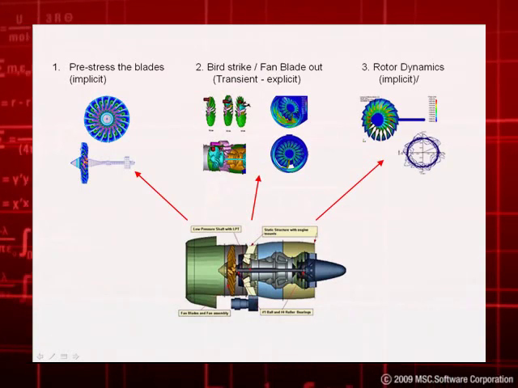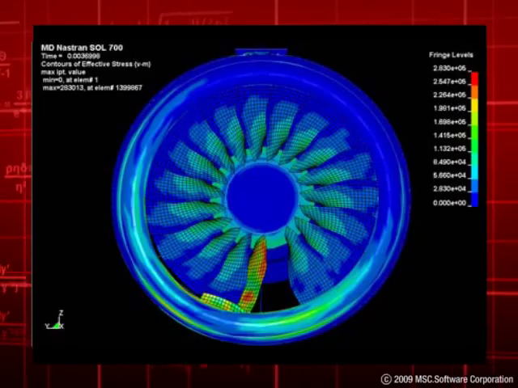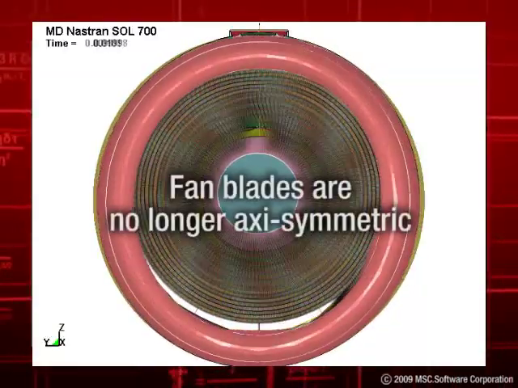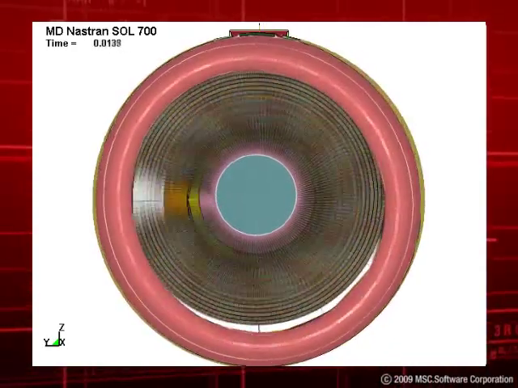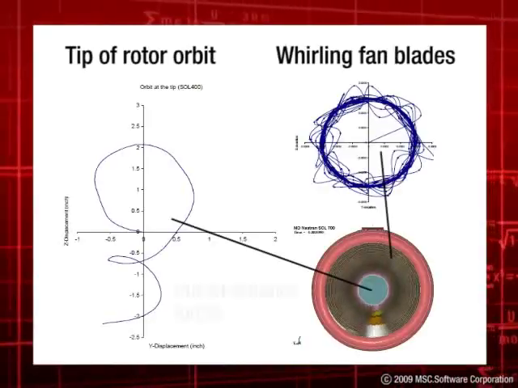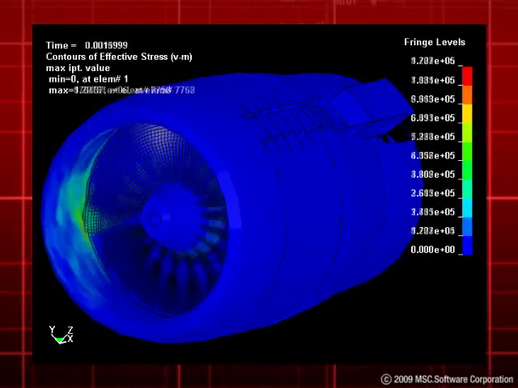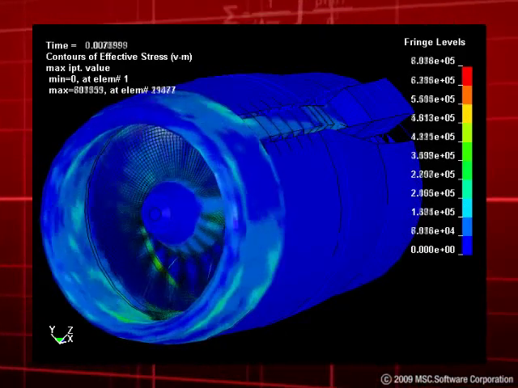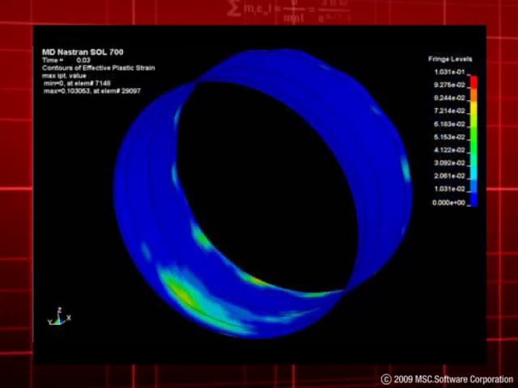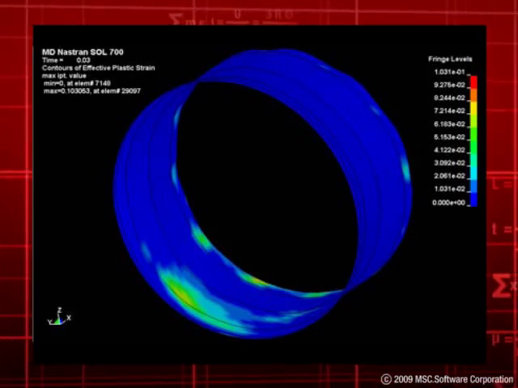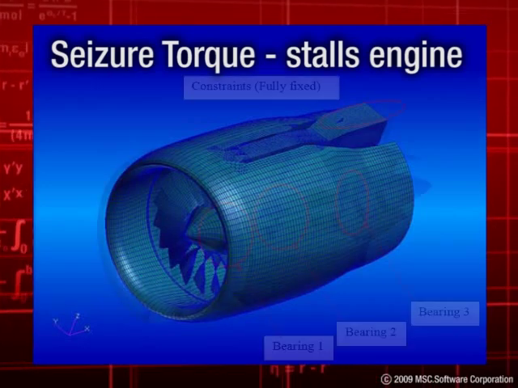3. Rotor dynamics. When one or more of the fan blades are broken after the bird impact or fan blade out is performed, the fan blades are no longer axisymmetric due to the missing blades or severe fan blade deformations. As a result, the engine experiences out of balance forces and starts spinning out of its longitudinal axis. The fan blades also start hitting the inner walls of the containment structure, creating different loads such as impact and rubbing loads. If the rub loads are large enough, they can potentially result in a seizure torque that can stall the engine and cause fusing.